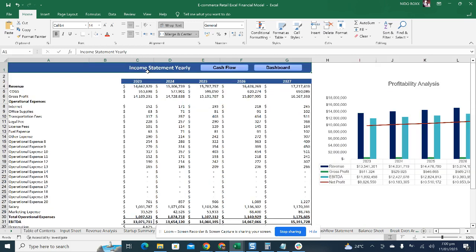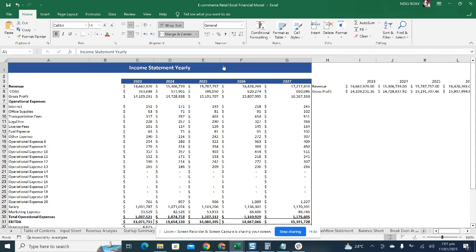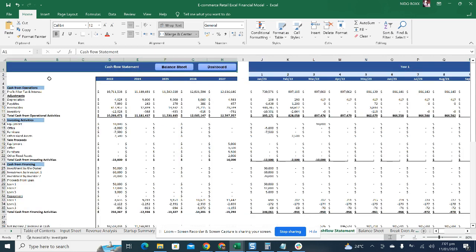Moving on to yearly profit and loss statement. It further includes your profitability analysis graph, which will help you to analyze your 5 years revenue, gross profit, EBITDA, and net profit performance. Moving on to cash flow statement. The cash flow statement shows the inflow and outflow of cash of your business. It includes your operational activities, financial activities, and investing activities.